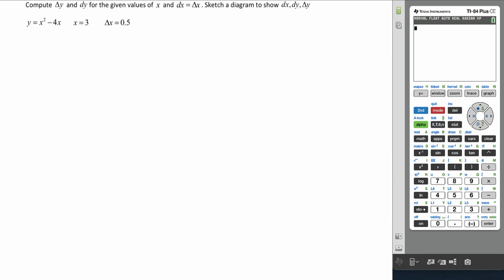Compute delta y and dy for the given values of x and dx equals delta x. Sketch a diagram to show dx, dy, and delta y. So first we'll start with delta y. Delta y is f of x plus delta x minus f of x.